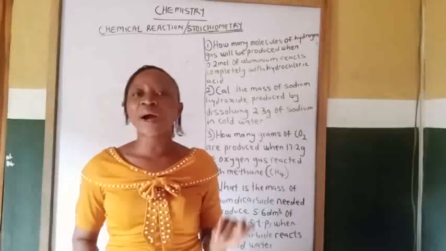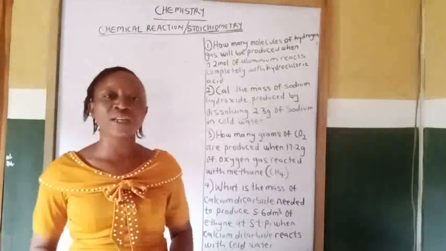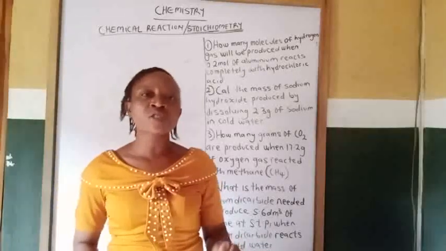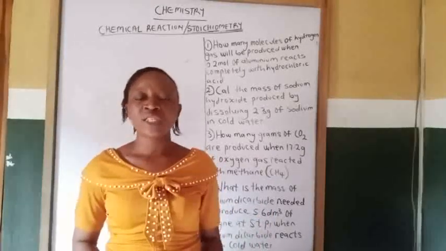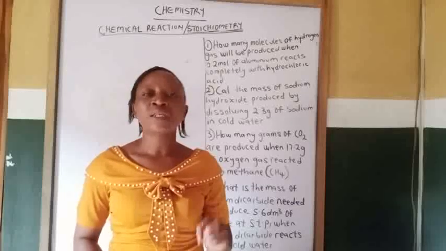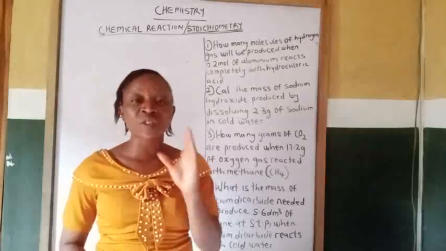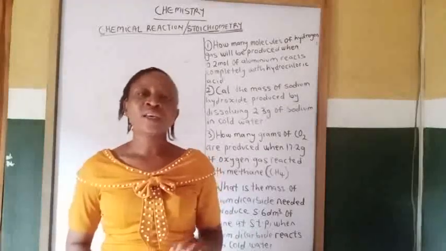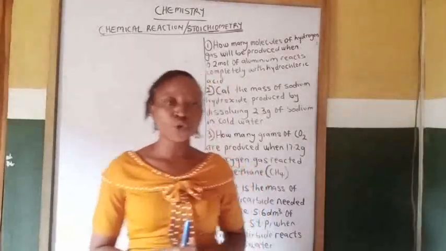Number two, you balance your chemical equation. Then number three, you write out the substances that will be involved in the calculation. Those are the first three steps that you need to take in solving questions on stoichiometry.